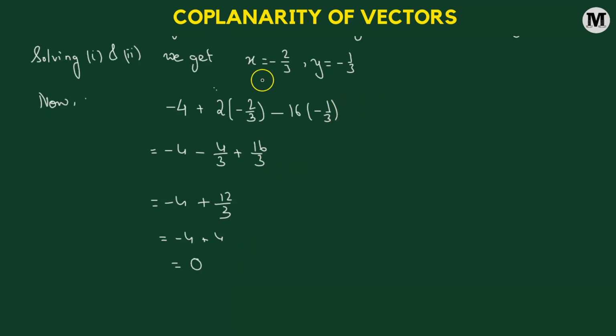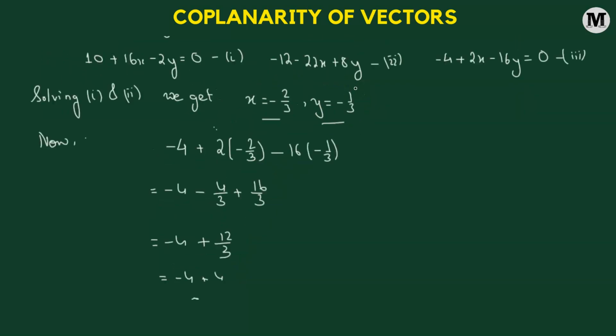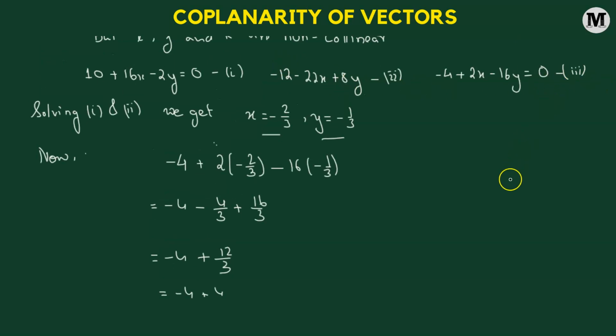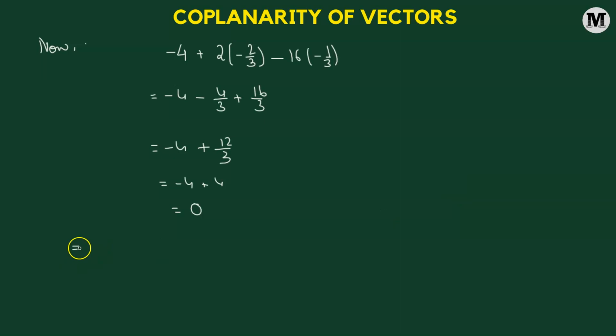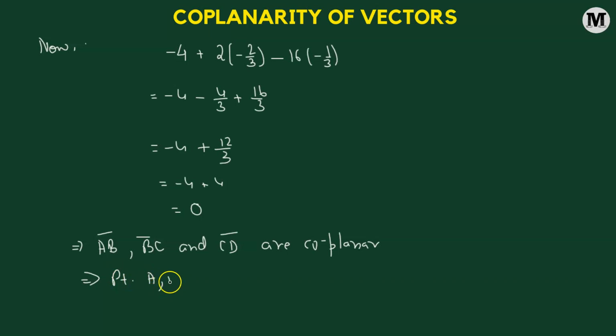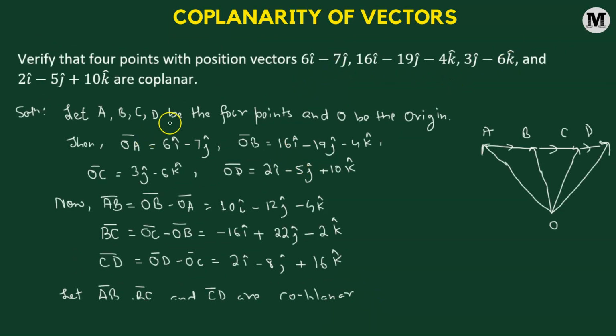Now that means these two values, x and y values, which have been obtained by solving 1 and 2, are satisfying equation 3. Now that is possible because the vectors AB vector, BC vector and CD vector were coplanar, and because these three vectors are coplanar, then we can immediately say that points A, B, C and D are also coplanar. So we have successfully verified that the 4 points whose position vectors are given to us are coplanar.